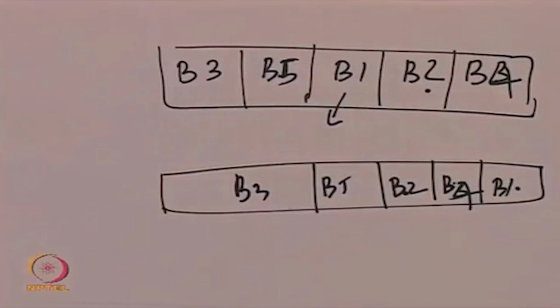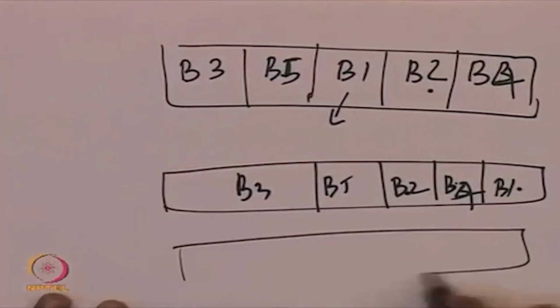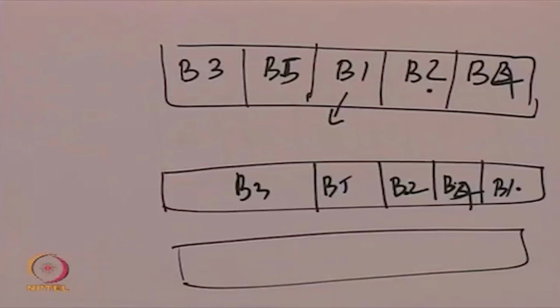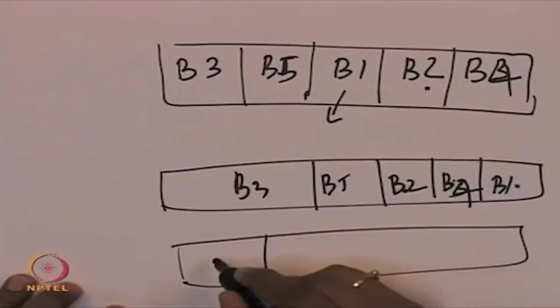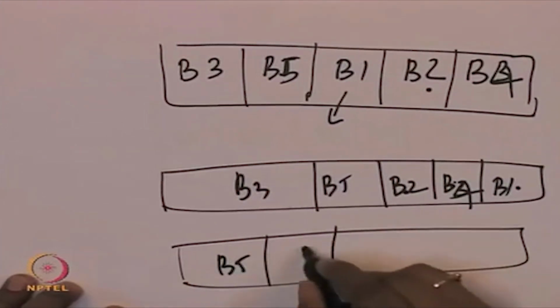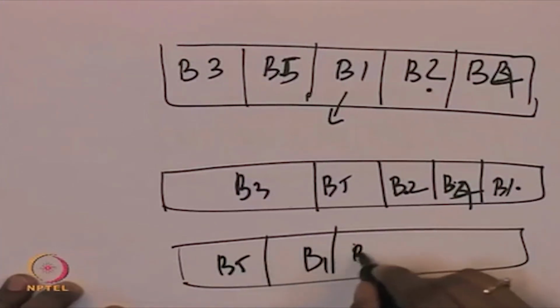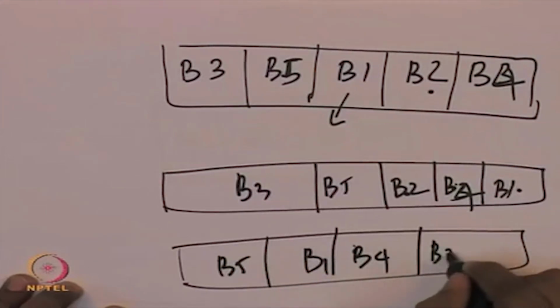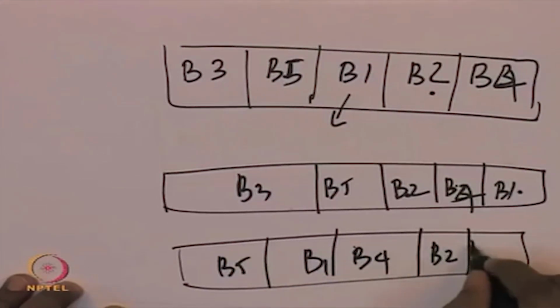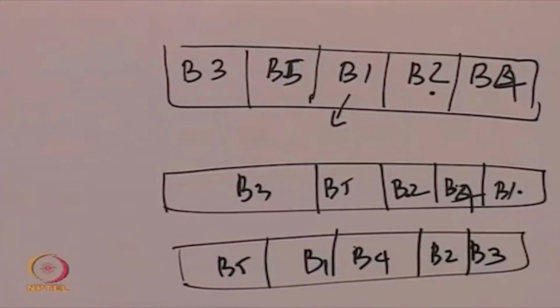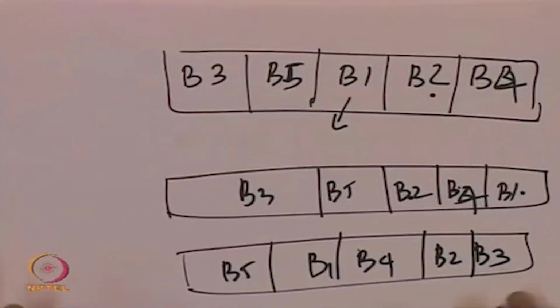Now, some other day we might take all the books to read, and when we keep them back, we need not remember this order. We will keep them in some fashion, maybe B5, B1, B4, B2, B3. We might keep them in this order. So, there is no particular order for us to keep this. So, the arrangement at our home is less ordered compared to the arrangement in the library.